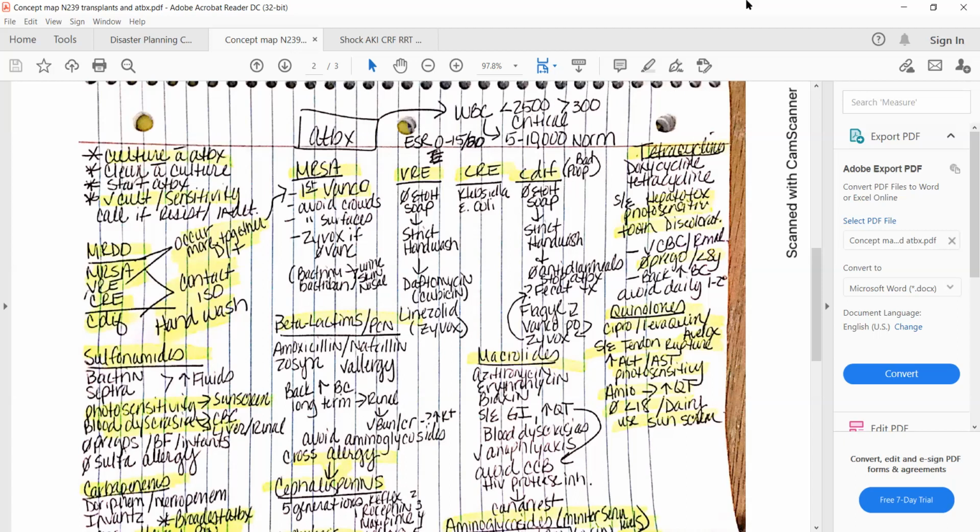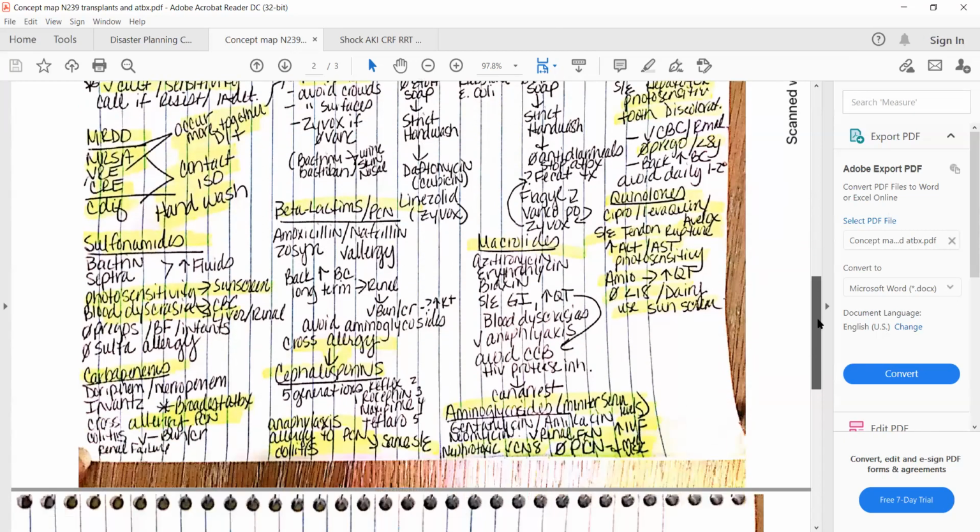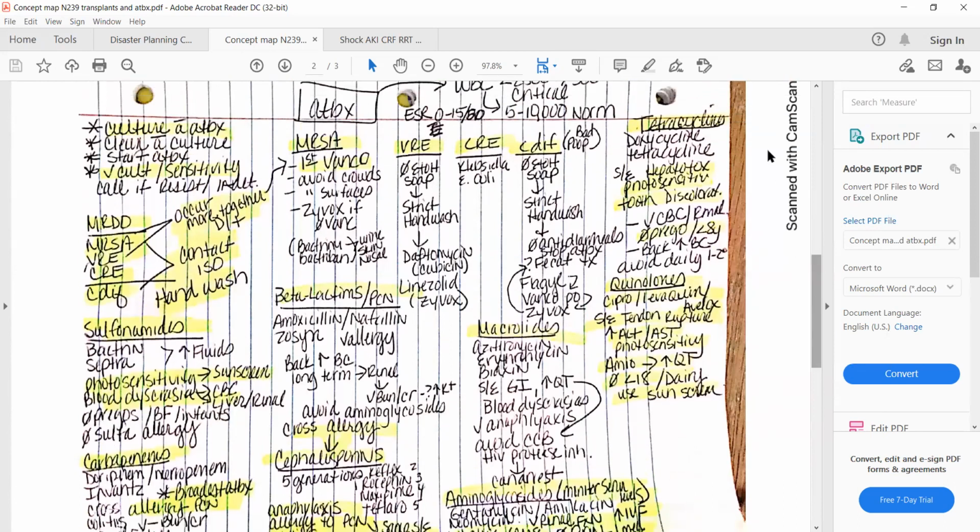Okay, so let's start with some drug classes. Let's go to tetracyclines. There's your doxycycline, tetracycline. You know we're going to use those in mass casualty. We just talked about that.